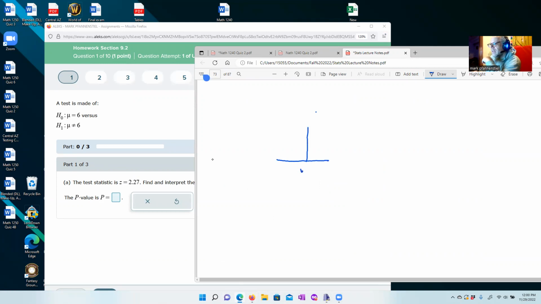I would have a little piece of scrap paper here. We have 6, and we have our normal distribution going through here, and it's equal to 6 or not equal to 6. So we have a two-sided test. It could be this side or that side. Our z statistic is 2.27, so here we have negative 2.27, or a positive 2.27 here. What we're doing is finding this area here. We need both of them because it's a two-sided test, so it'll give you this side or that side.